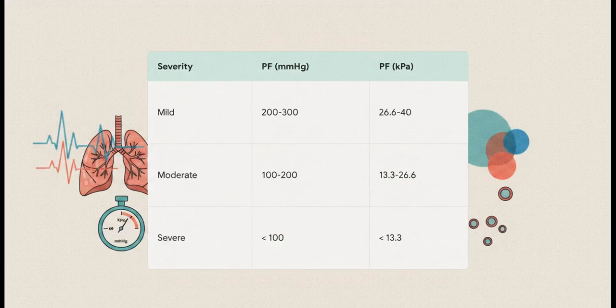Now, take a look at the inclusion of both millimeters of mercury and kilopascals here. If you're sitting for international exams like MRCP or PLAB, having those kilopascal conversions locked in is an absolute must-know. And don't forget the classic exam trap. Grading severity here assumes the patient is already on a PEEP of at least 5. So mild ARDS is a PF ratio between 200 and 300 millimeters of mercury. Moderate drops down to 100 to 200. And severe ARDS? That's a ratio of less than 100, which means you are dealing with profound refractory hypoxemia.